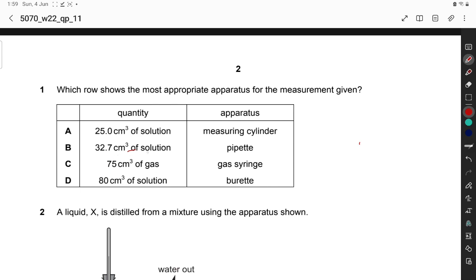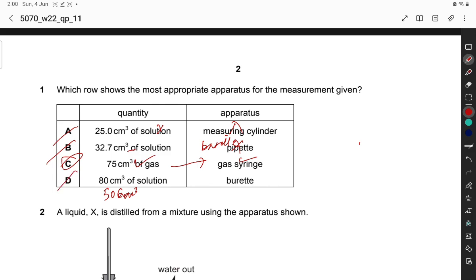32.7 cm³ of solution is measured with a burette, not a pipette. We can use a burette. 75 cm³ of gas, gas syringe. This is the correct option. C option is correct. 80 cm³ of solution, because a burette is of 50 cm³, so this is also incorrect.